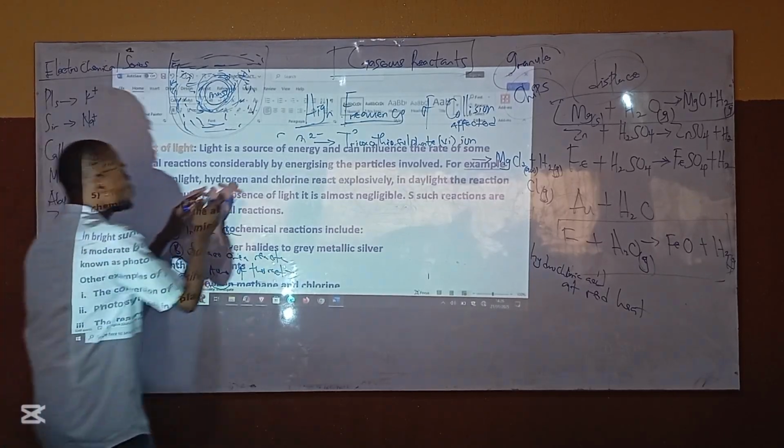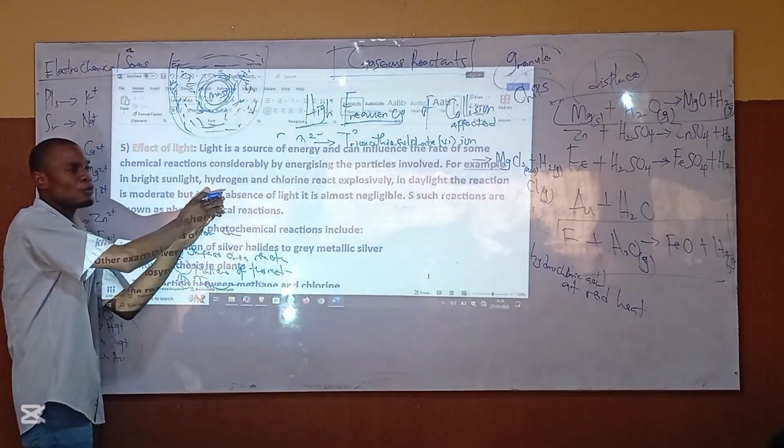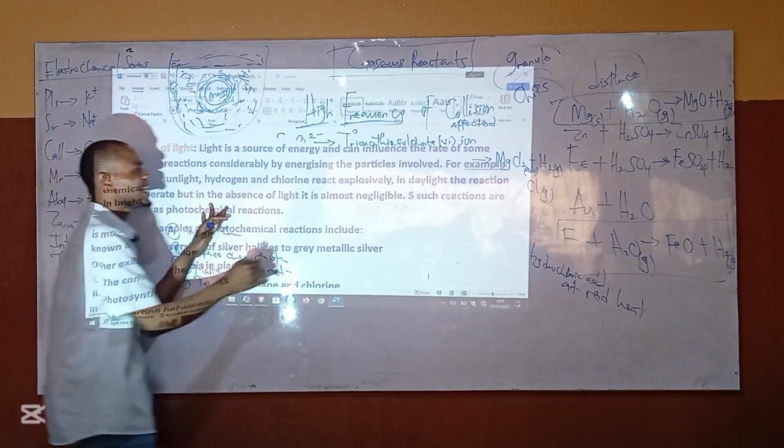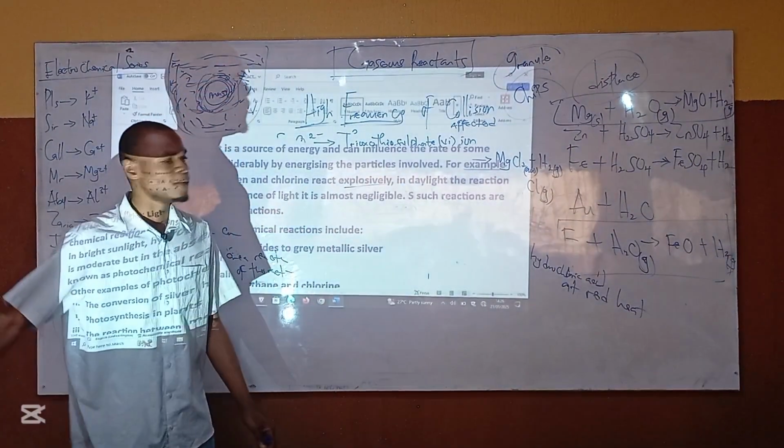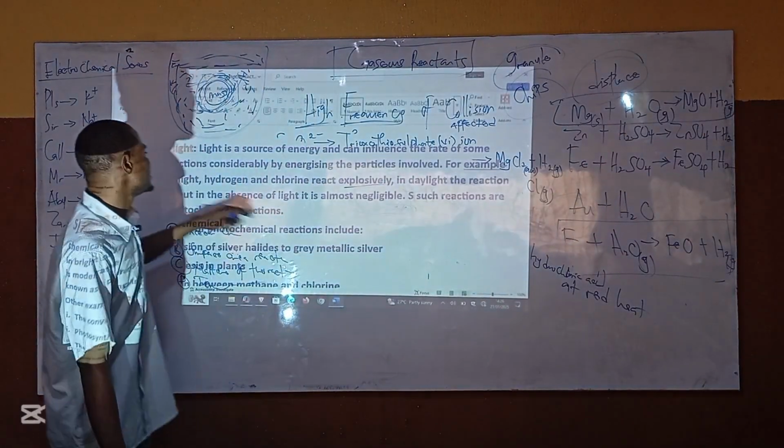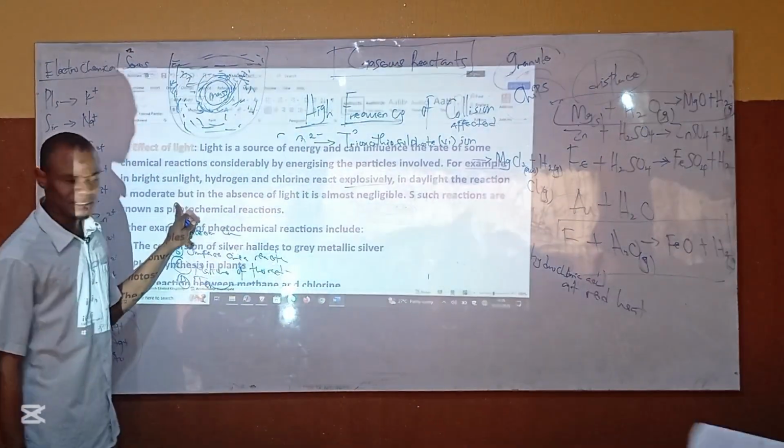Now, they also want to bring an example under light: in bright sunlight, hydrogen and chlorine react explosively. In daylight, the reaction is moderate.